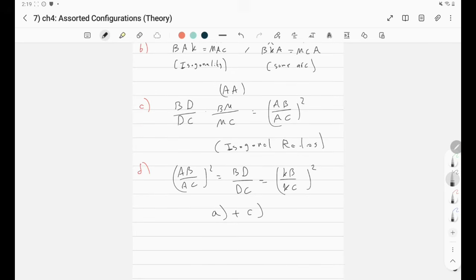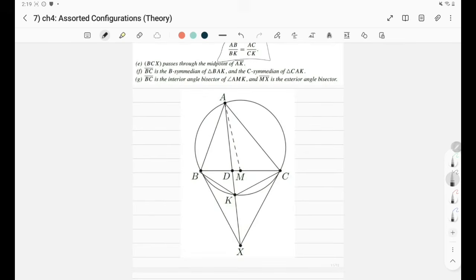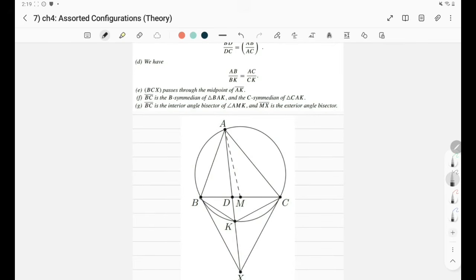Yeah, that's it. By the way, if you just rearrange, get rid of the ratios, you can just say that AB times CK is equal to AC times BK. So you can just rearrange this one. AB times CK equals AC times BK. This will help you memorize it in an easier way: the product of the opposite sides is equal.